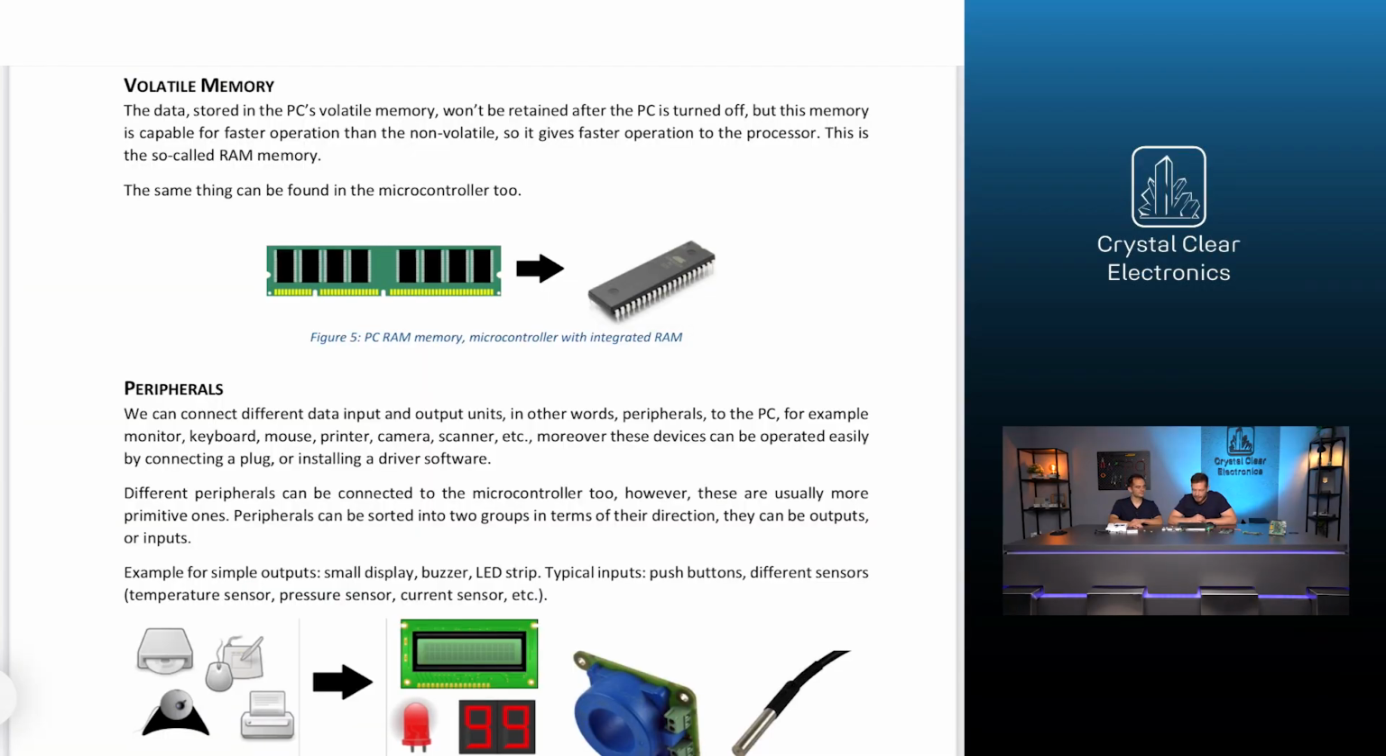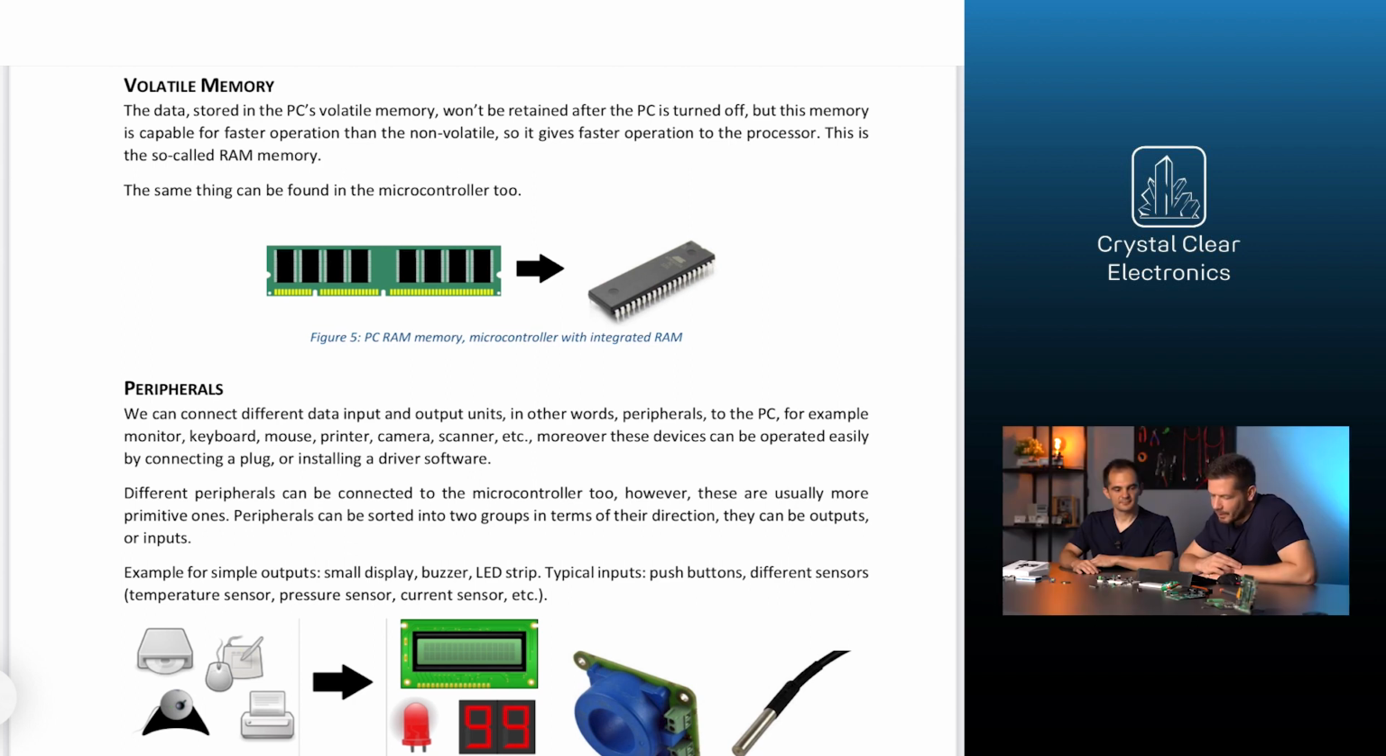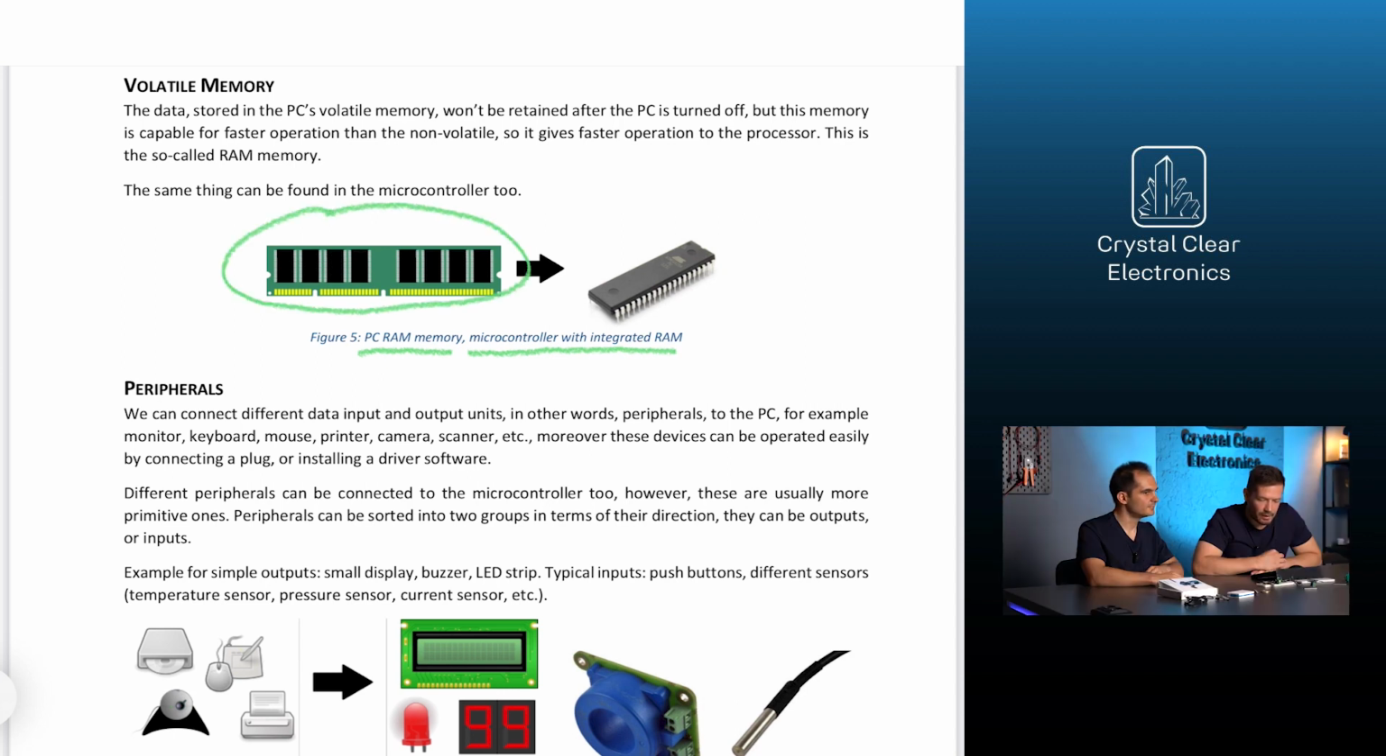The data stored in the PC's volatile memory won't be retained after the PC is turned off, but this memory is capable for faster operation than the non-volatile, so it gives faster operation to the processor. This is the so-called RAM memory. The same thing can be found in the microcontroller too. And now, let's gather the most important peripherals.